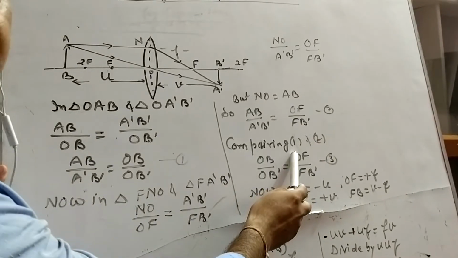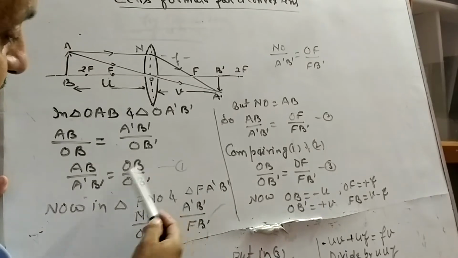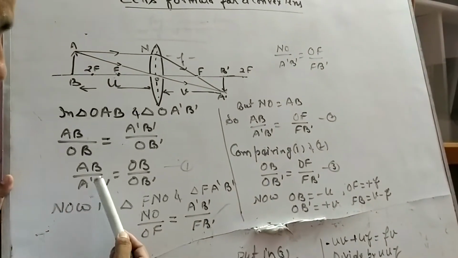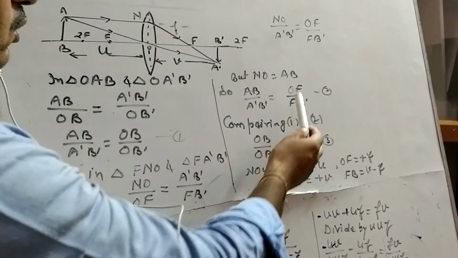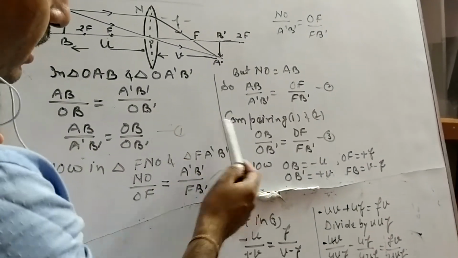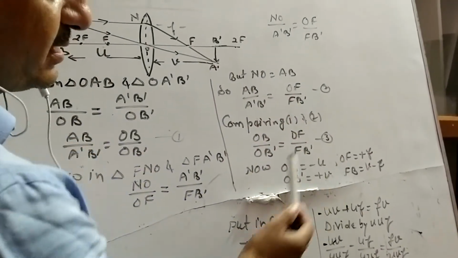Comparing equation first and equation second, now we compare, so left hand side are equal. See here, left hand side are equal. So right hand side will also be equal. So OB upon OB dash is equal to OF upon FB dash.